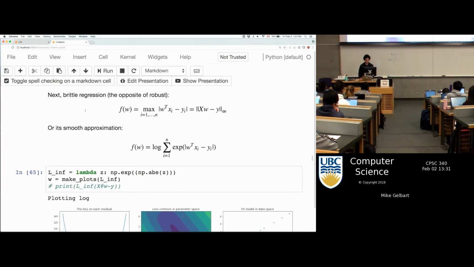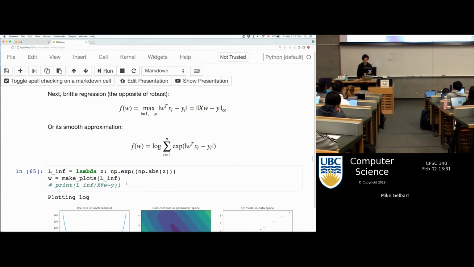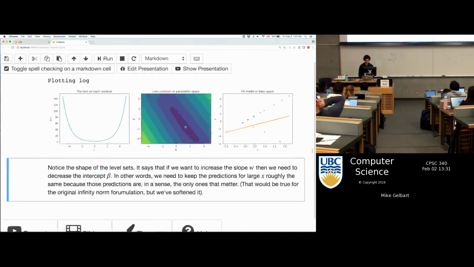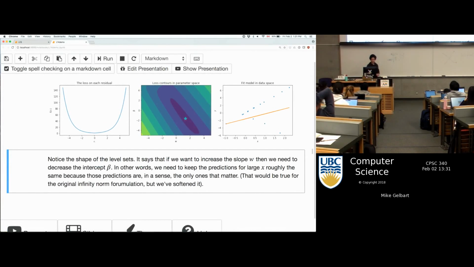Right, and then this is the brittle regression. So that's the infinity norm one. I smooth it with the log sum exp. And you get this very interesting picture. So there's a lot of intuition to pull out of this. One is the picture on the right. You see, it's kind of the same distance from the upper points as the lower points because it's trying to minimize the worst distance.